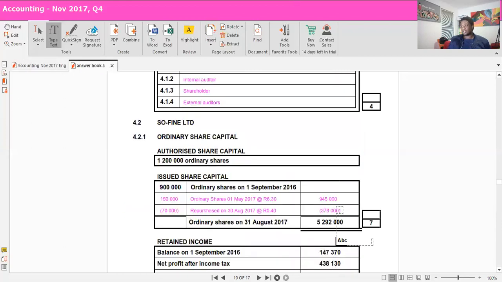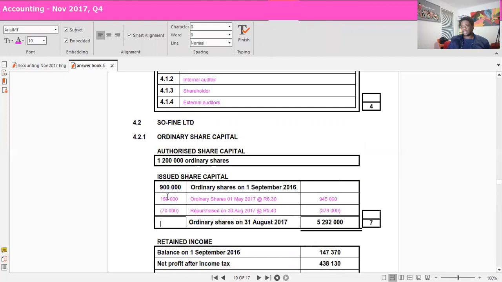And then, you can see now the calculation. So the calculation, and then at the end of the year, how many shares are in issue. So that would be 900,000 plus 150,000 minus 70,000. And therefore, we'd have 980,000 shares in issue at the end of the year.